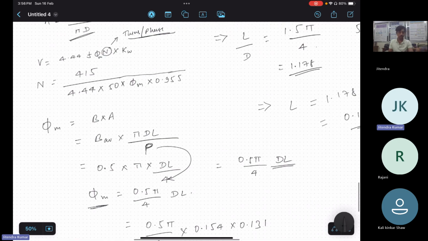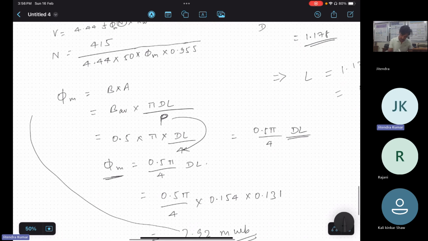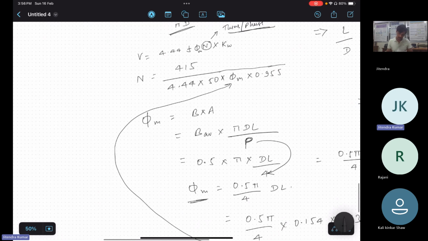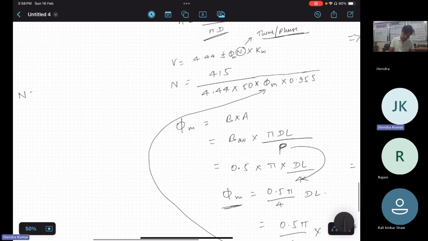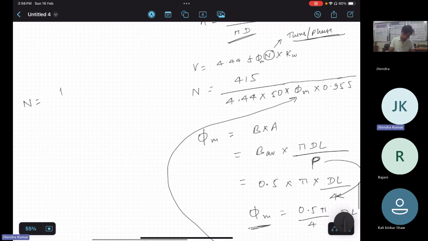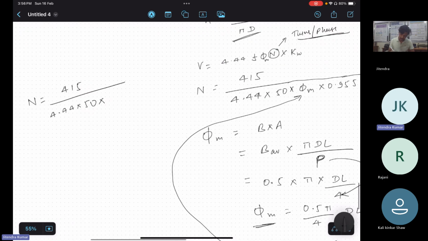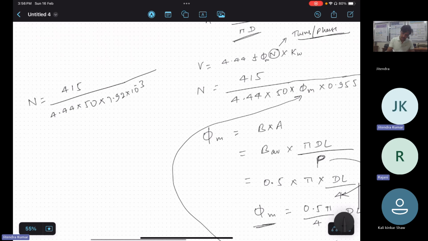Now I think we will be able to calculate the number of turns per phase if we plug in this value here. So number of turns per phase should be 4.44 into 50 into phi m, which is 7.92 milliweber, into 0.955.